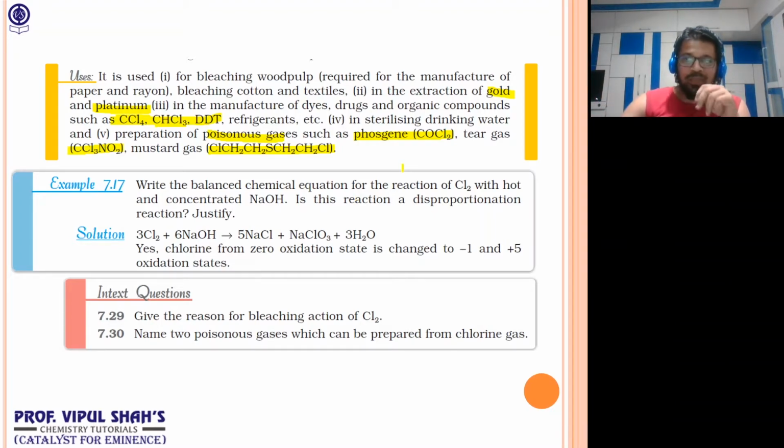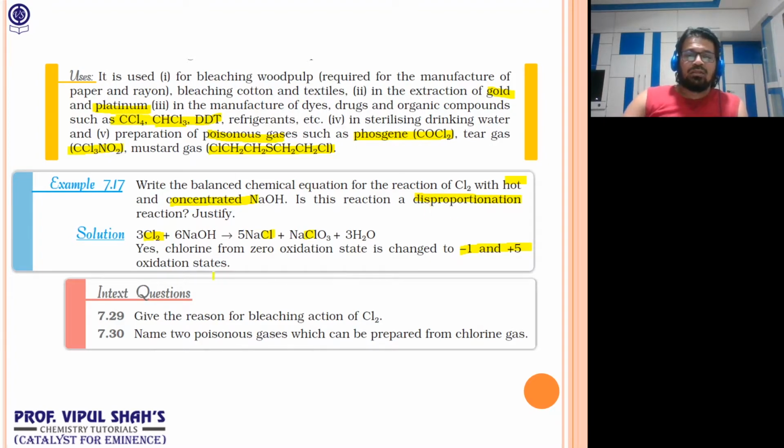Second, chlorine reacting with hot and concentrated NaOH is disproportionation. Yes, I discussed with you. With hot and concentrated, what will it form? NaCl and sodium chlorate, not perchlorate. Perchlorate is ClO4; this is NaClO3, sodium chlorate. So chlorine, which is 0, becomes -1, and the other becomes +5. So that's disproportionation. Remember the definition: simultaneous oxidation and reduction of the same species.